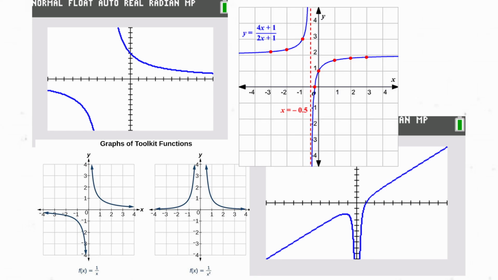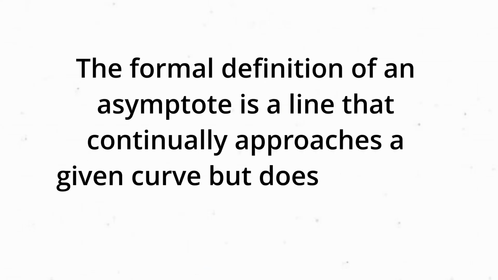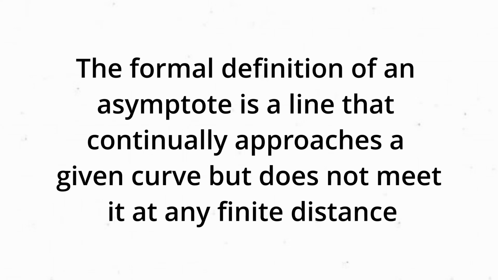We'll get into the specifics of each type of function later. But first, let's talk about the specific behaviors a function can have. These are asymptotes. The formal definition of an asymptote is a line that continually approaches a given curve but does not meet it at a finite distance.